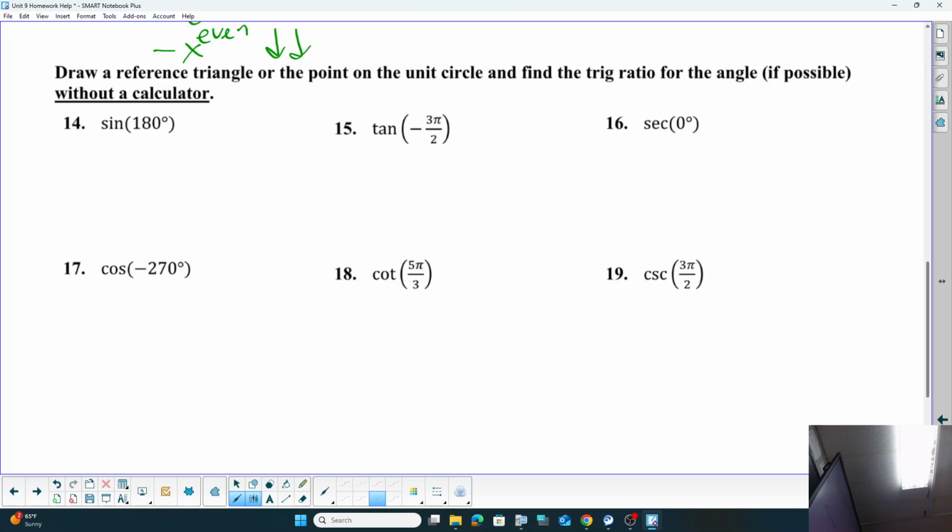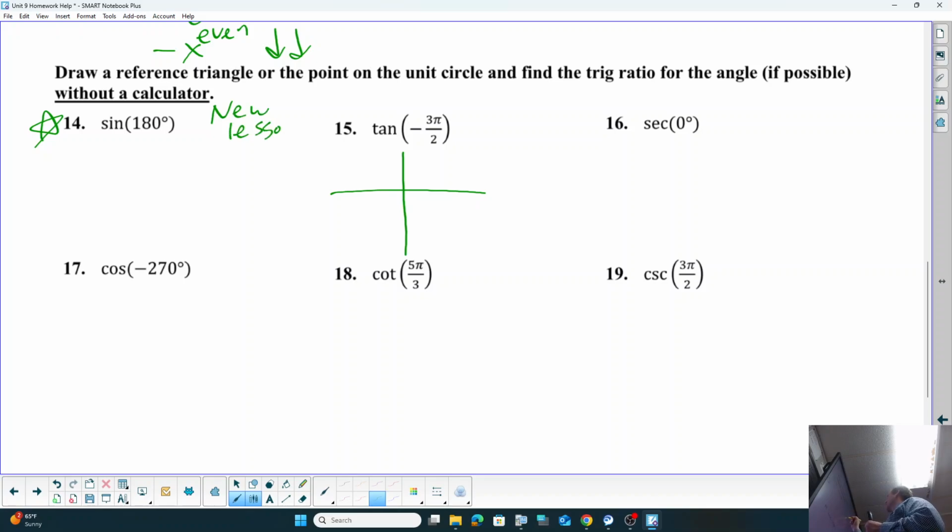Okay, so draw a reference triangle or point on a circle. Find the trig ratio if possible without a calculator. You know how to do these now. We're practicing. You got this. So where is negative 3 pi over 2? That's a toughie. In fact, if you missed number 14, that's our new lesson.